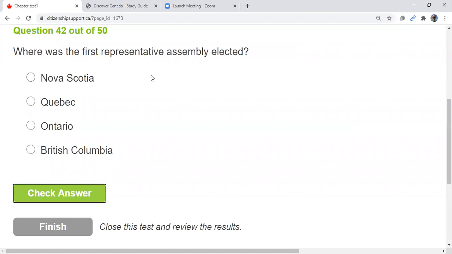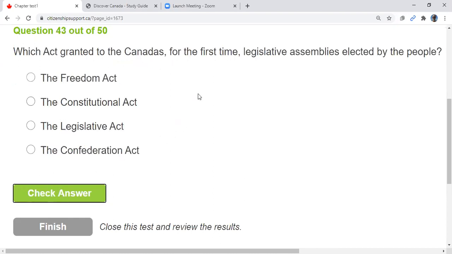Okay, where was the first representative assembly elected? So the first government elected in Canada. Nova Scotia. Nova Scotia. Very good. Good. And then let's see.